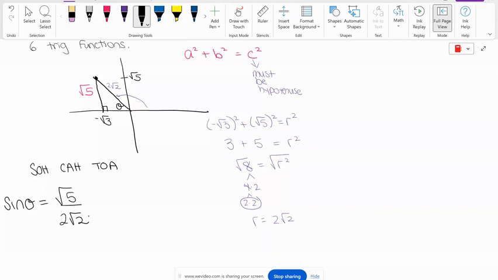Yep, you multiply it by the radical in the denominator. So I'm going to multiply top and bottom by root 2. So in my numerator, I get root 10. In my denominator, I still have that 2 on the outside. So it's 2 times, what's root 2 times root 2? 2. So we are root 10 over 4.